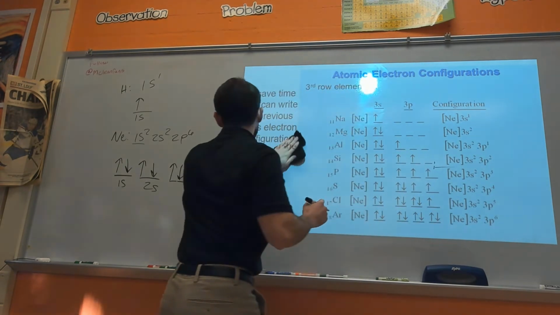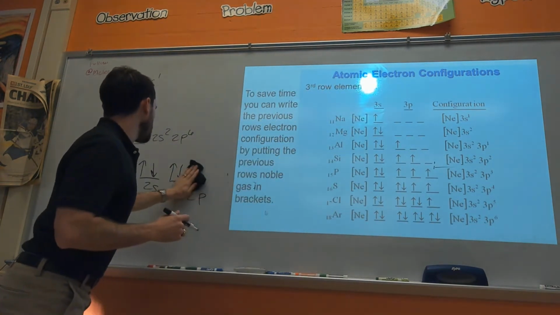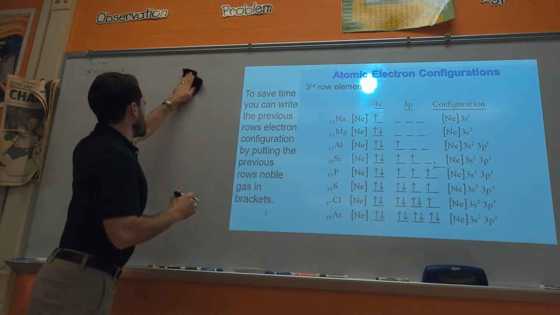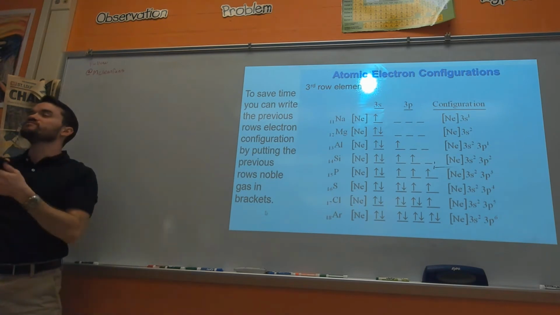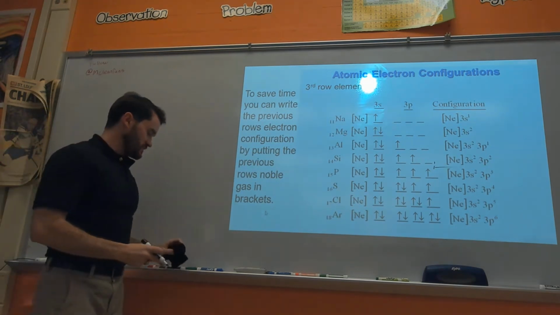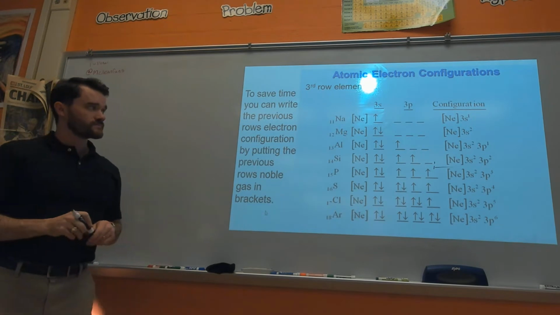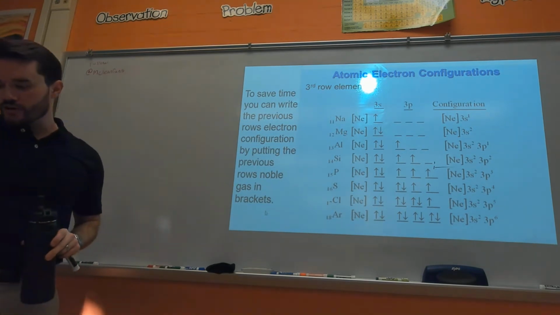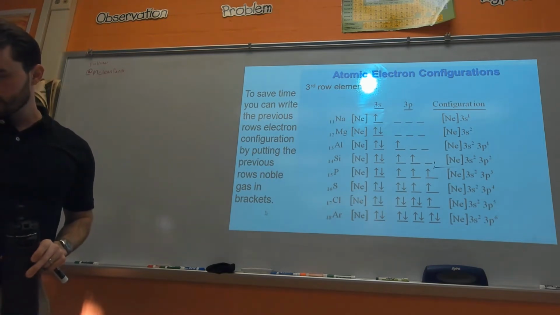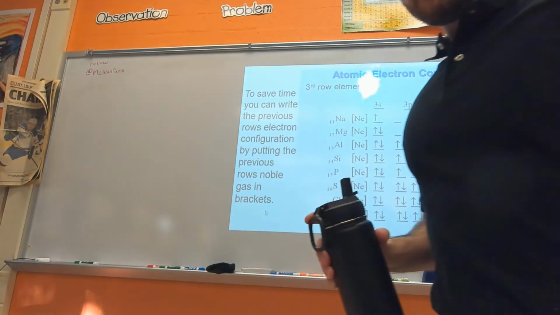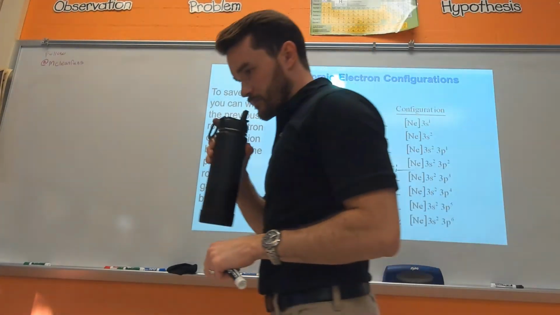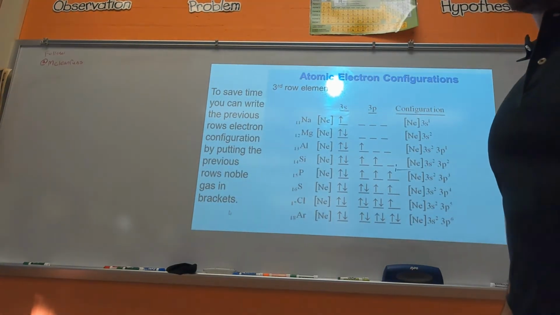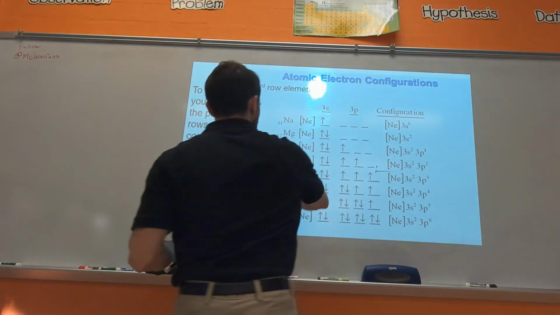When you're doing the bigger elements, it really is the same as when you're doing the smaller elements. You just have a longer path to get there. There are just more electrons that you have to place. Okay, so get yourself to the third row elements here. All right, third row of the periodic table, period 3. These are the period 3 elements.